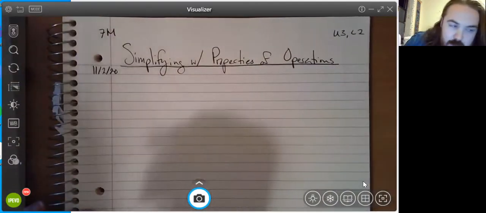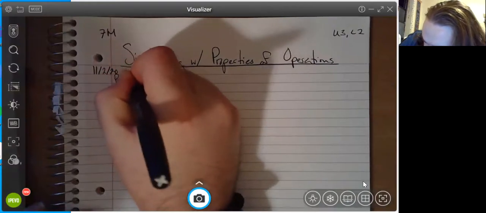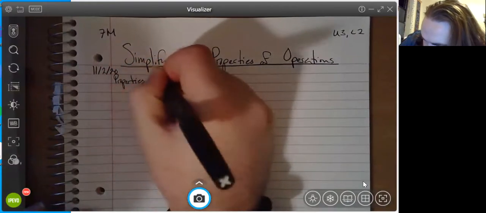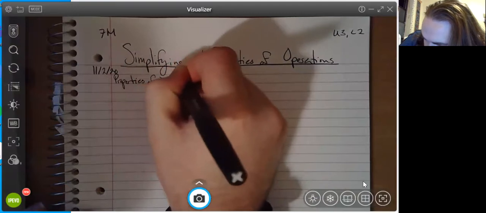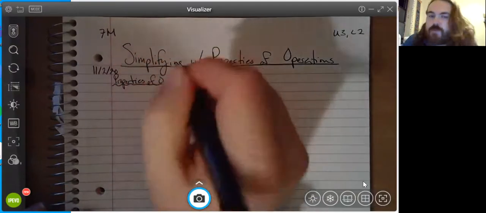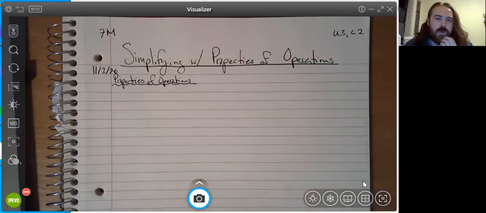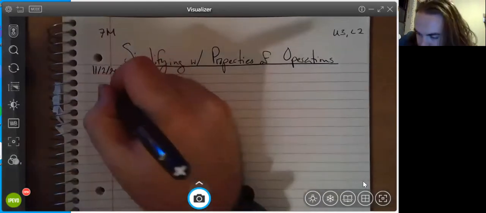All right, so we're going to start by just going over the properties of operations. And there's actually a whole bunch beyond just these two. I'm going to do that little squiggly line for subheading. All right, there's four main ones: associative property, commutative property, distributive property, and identity property. There's a couple others as well, and we won't worry about the distributive property or the identity property today. But what we're going to start with is the associative property.